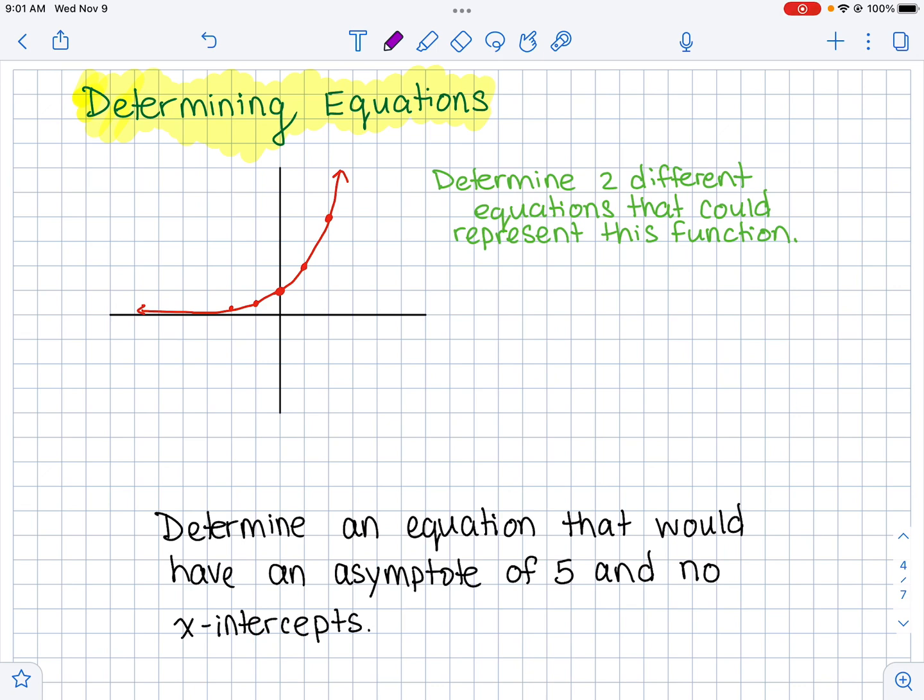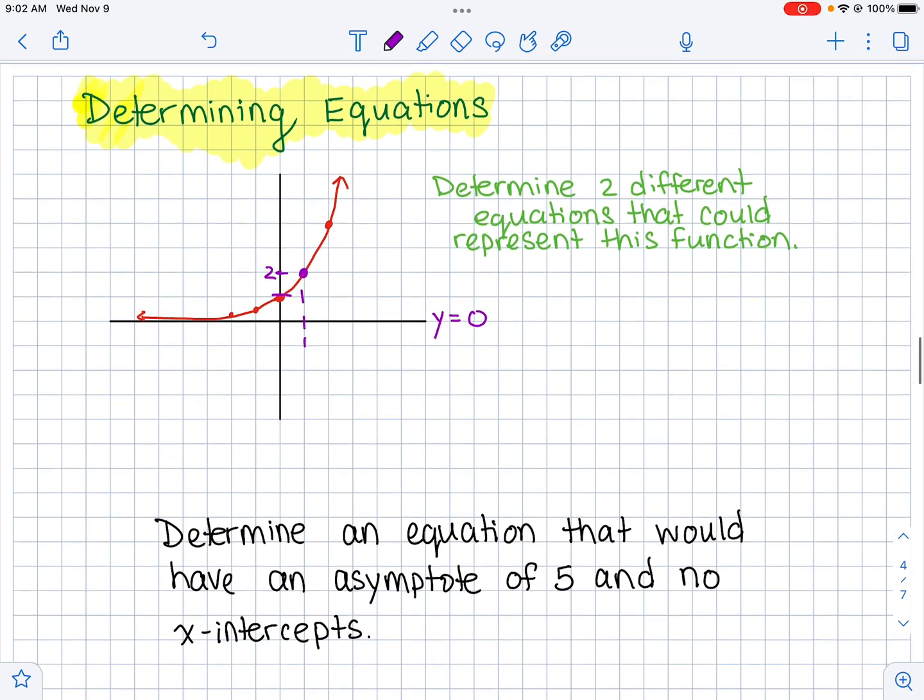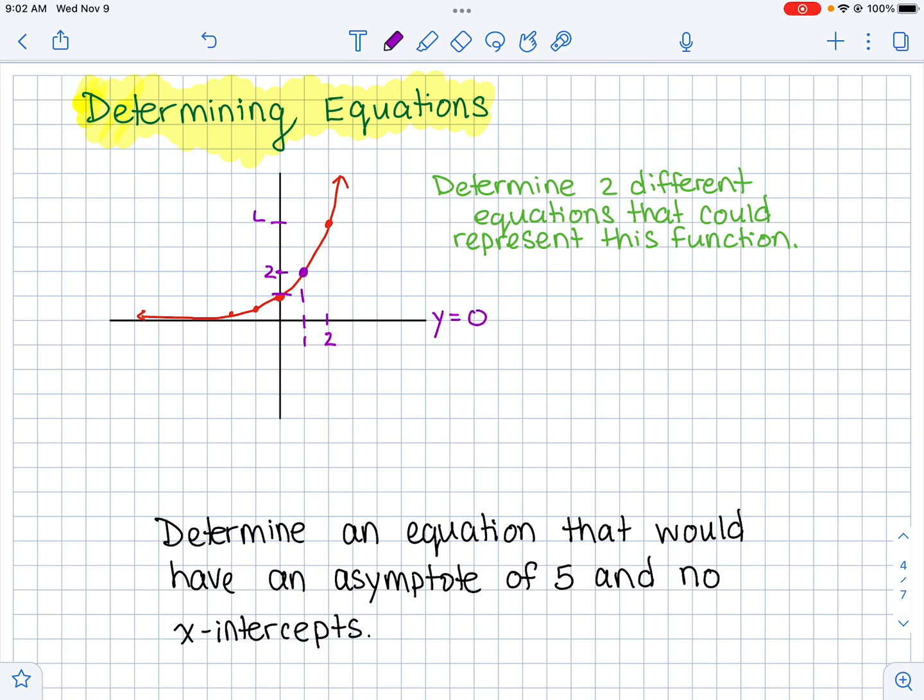Let's determine two different equations that could represent this function. Okay, so I'm going to look at this function. I see I've got a y-intercept at 1. I've got an asymptote at y equals 0. And then when x is 1, y is 2. When x is 2, y is 4.